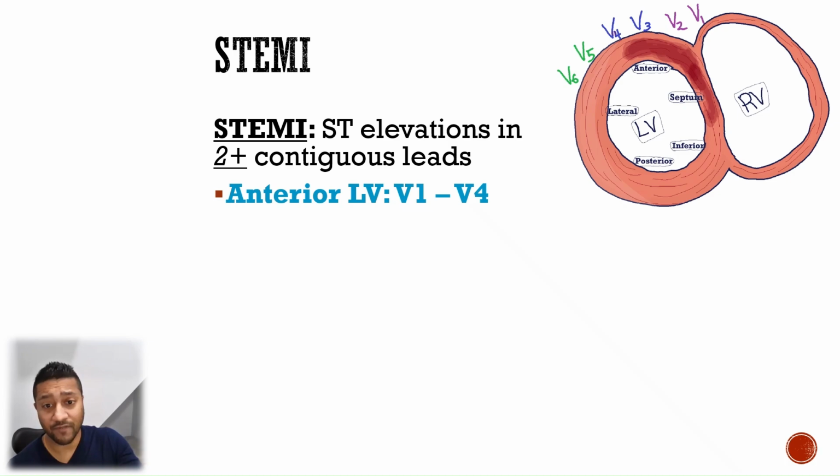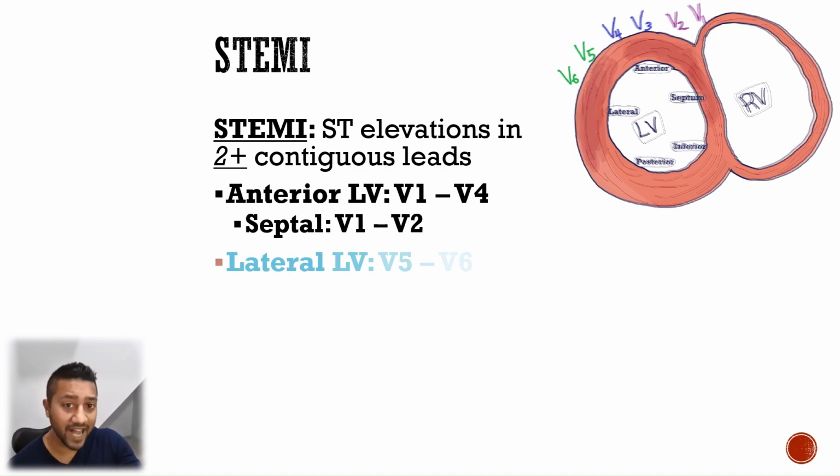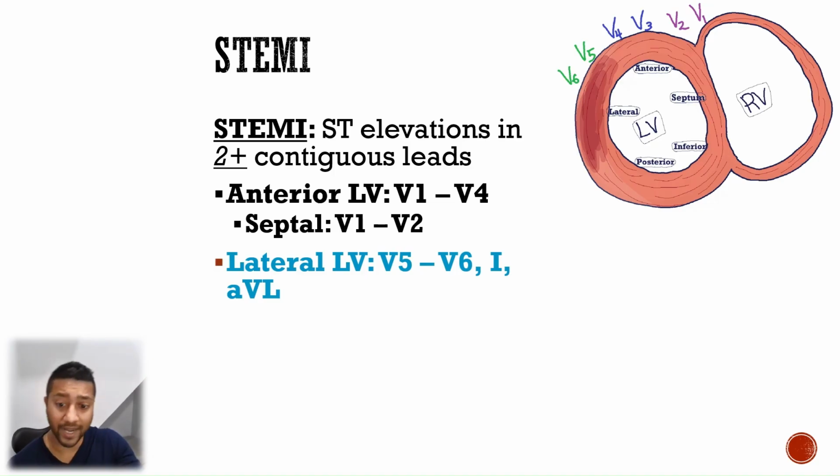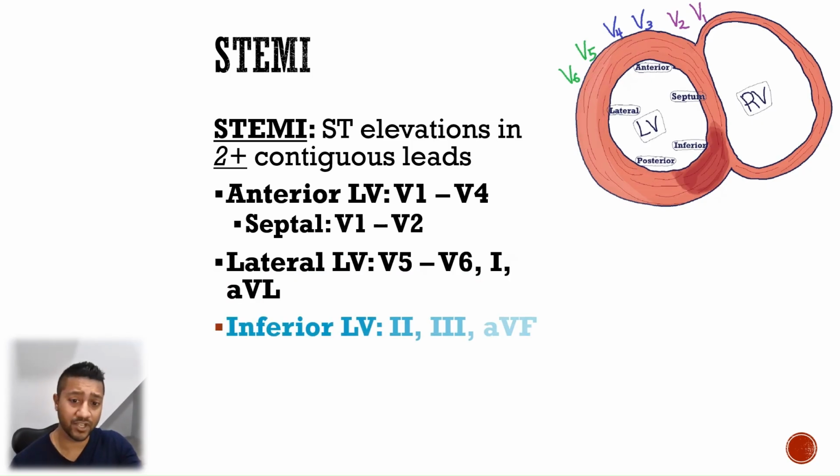Now, patients can also suffer MIs that are specifically in the septum of the anterior part of the left ventricle, and that will manifest as EKG changes in V1 and V2 on the EKG. Now, you can also see ST elevations in leads V5, V6, 1, or aVL, and that will indicate that you're dealing with a blockage of the left circumflex artery, causing a lateral left ventricular MI. Now, if you see ST elevations in leads 2, 3, or aVF, you're likely dealing with a blockage of the right coronary artery, causing an inferior left ventricular MI.